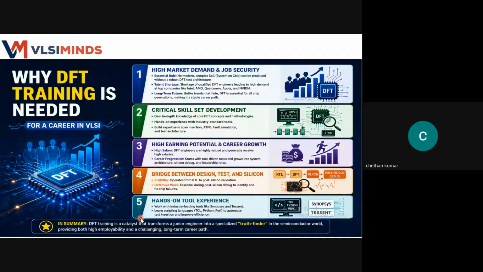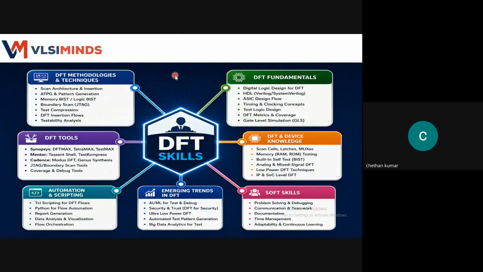Hands-on tool experience. Everything we need to do hands-on using different tools. As I mentioned, there are 3 different vendors: Synopsys, Siemens, and Cadence. In our training center, we have Cadence as the main tool. We are authorized partners of Cadence, and we are also trying to get the Siemens tools. These are the fundamental requirements, the skill set we should have to grab the opportunities which are there in the market.